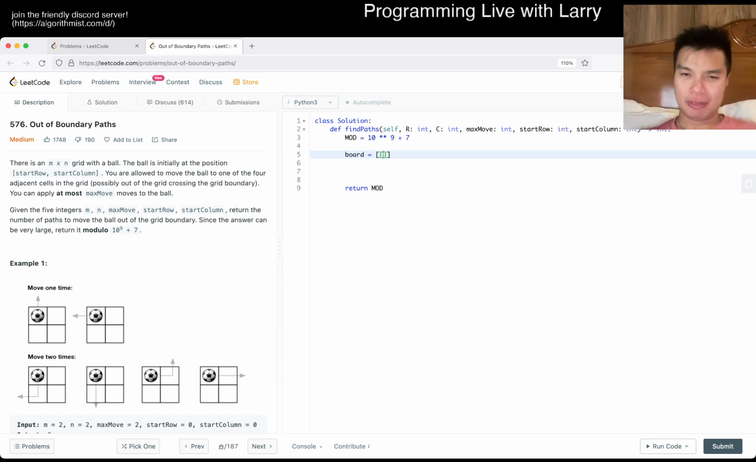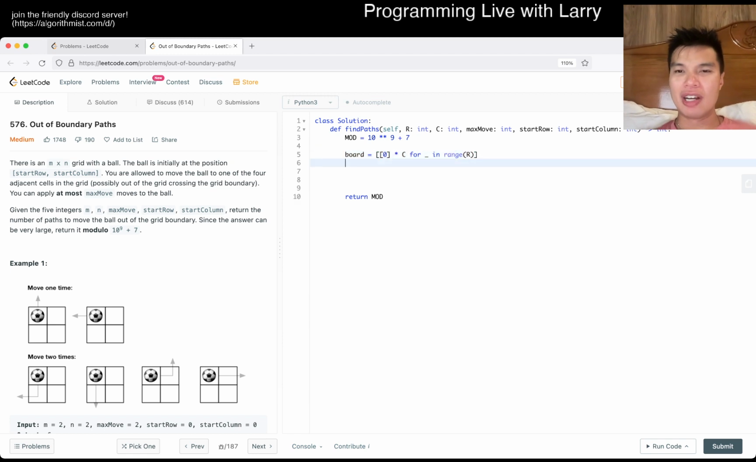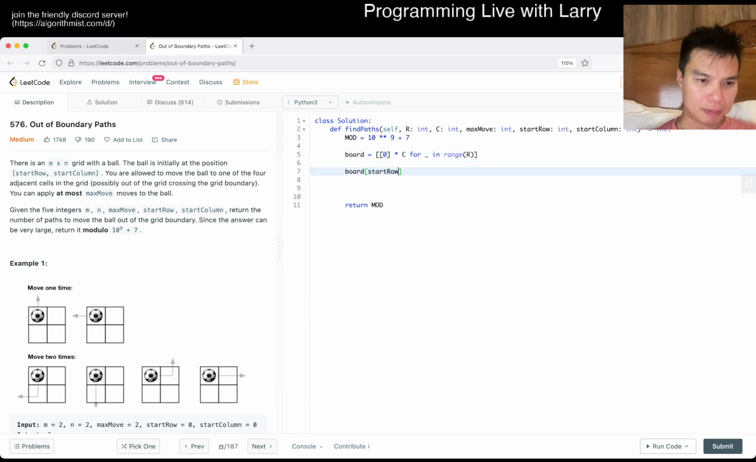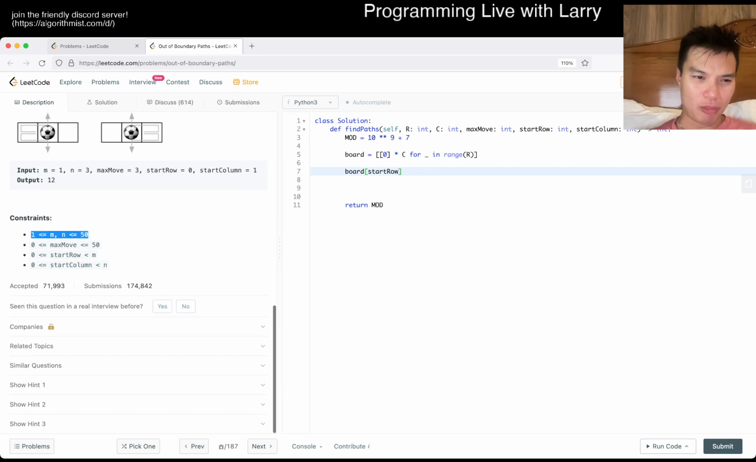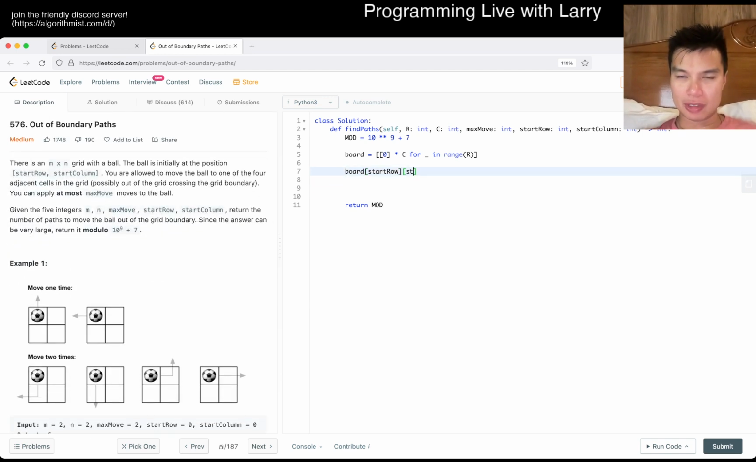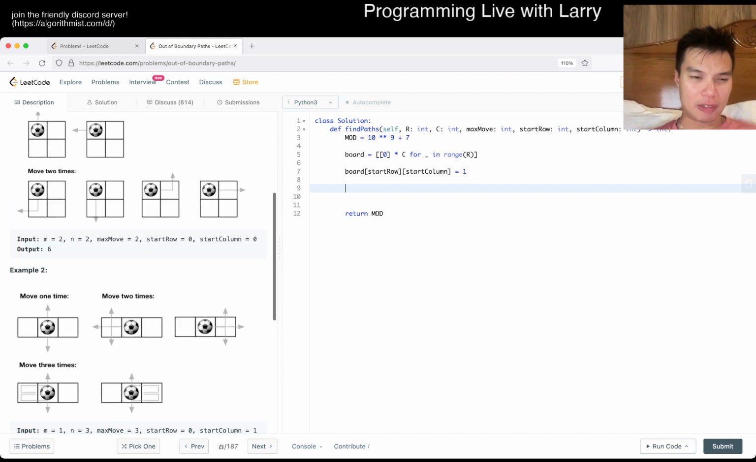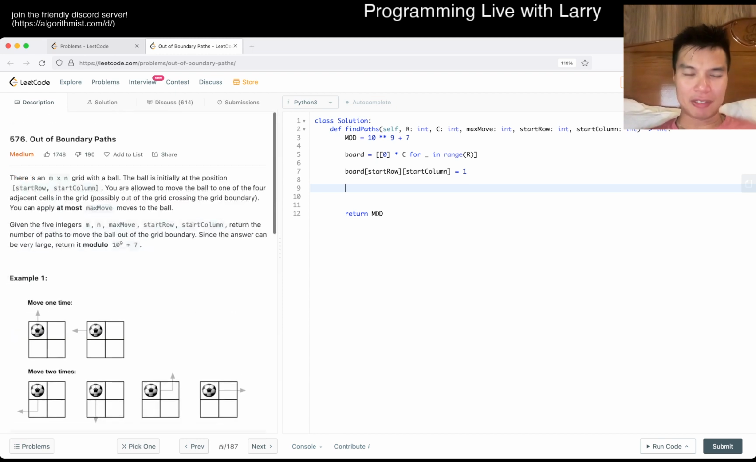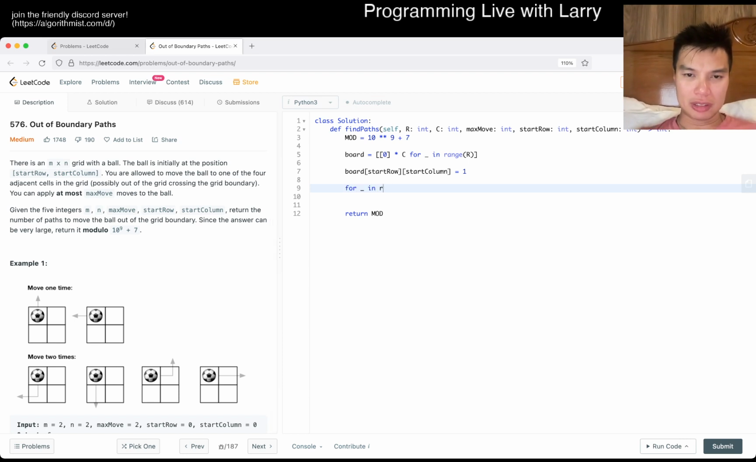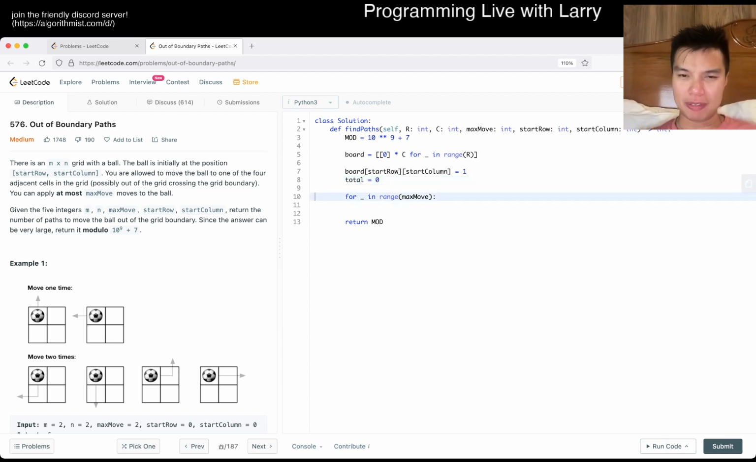Okay, so yeah, let's just say board, for like a simulation board type thing. Let's just say 0 times C, for each row. And this is just setting up an R by C grid of 0. And here we want to set the start, well, is it 0 indexed or 1 indexed? Okay, this is actually 0 indexed, so I can do this. Start row, start column is equal to 1, right? Because you have one possible path at the 0 state, or 0 moves. Okay, and you can't go outside anyway. So now we go for the max move, and also let's have a total equal to 0, so total number of out of bound paths.